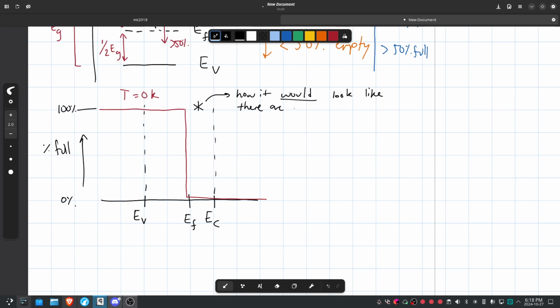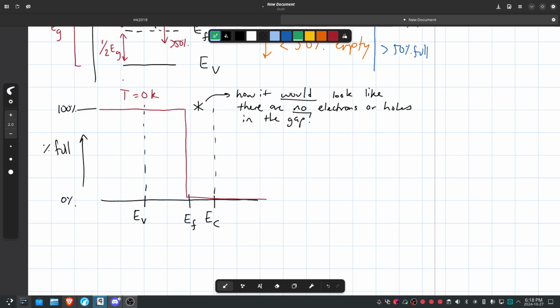There are no electrons or holes in the gap. So this is just illustrating how it would look.